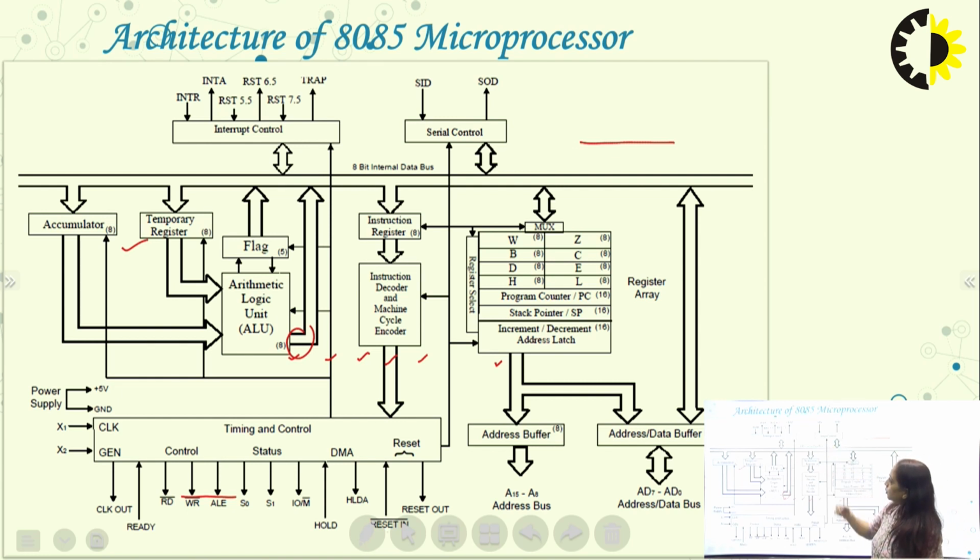This side of the section is known as the serial control unit, which is used to transmit data serially to the output devices. Here we have the address buses and multiplexed address data buses. We know that from AD0 to AD7, these buses are multiplexed, and we can extract them by using the ALE pin, and we can have address lines and data lines separately. So in the later slides, we are going to study the working of each block.